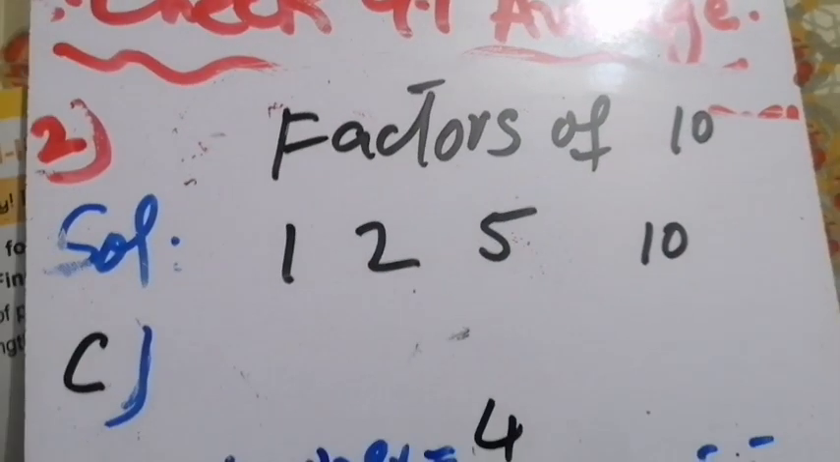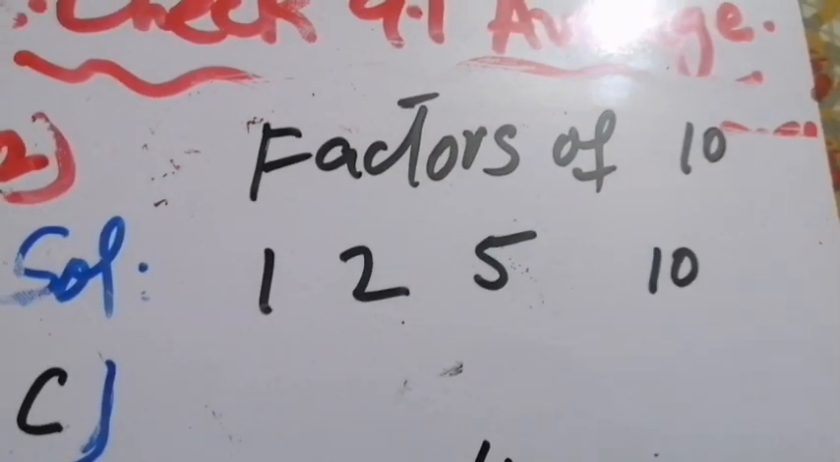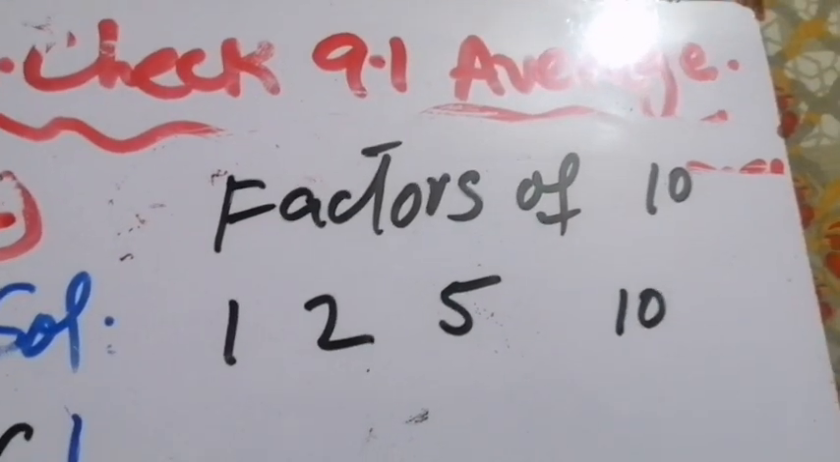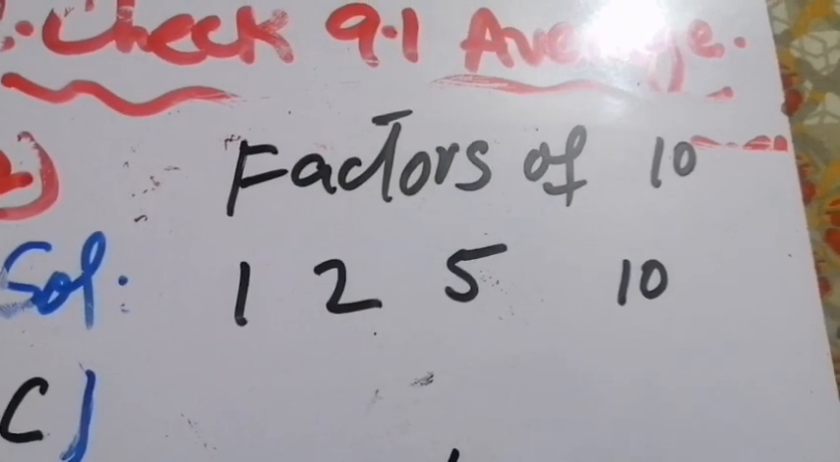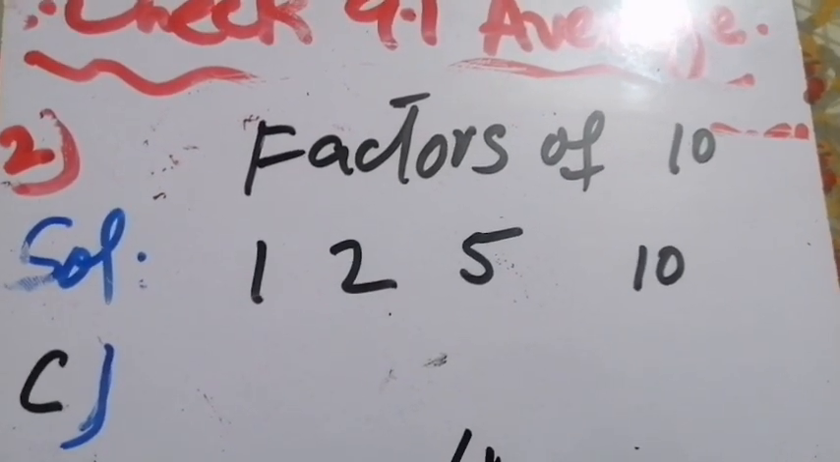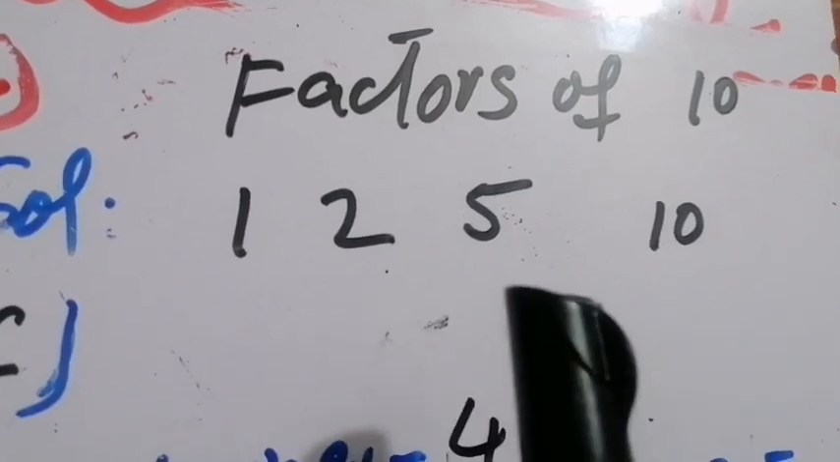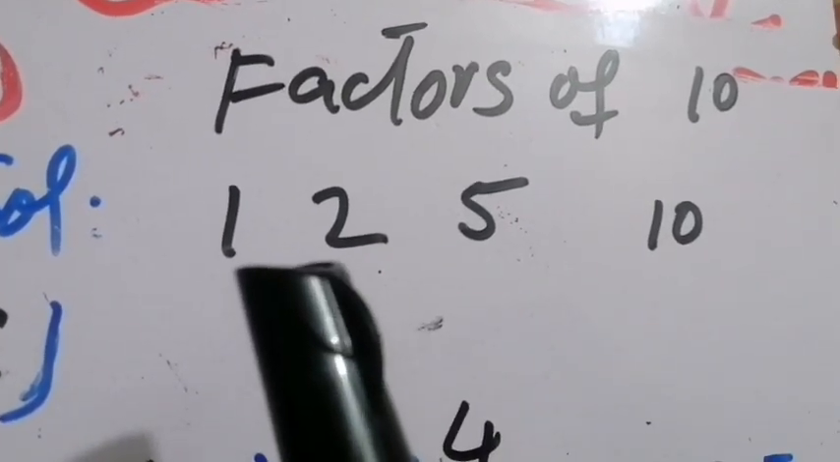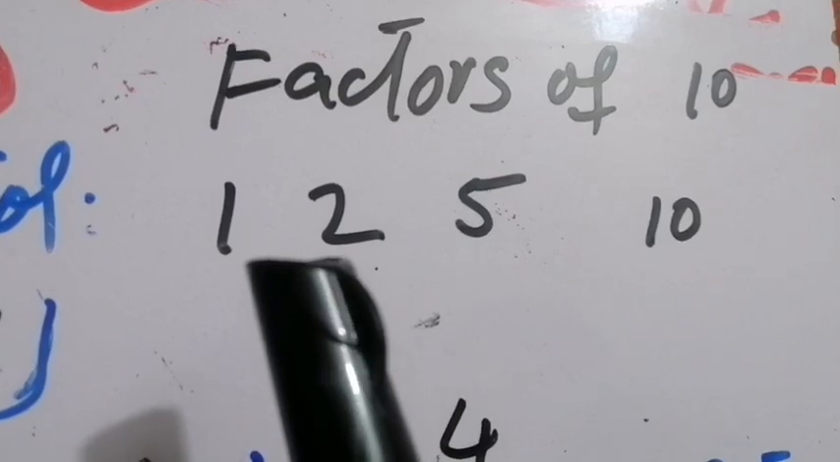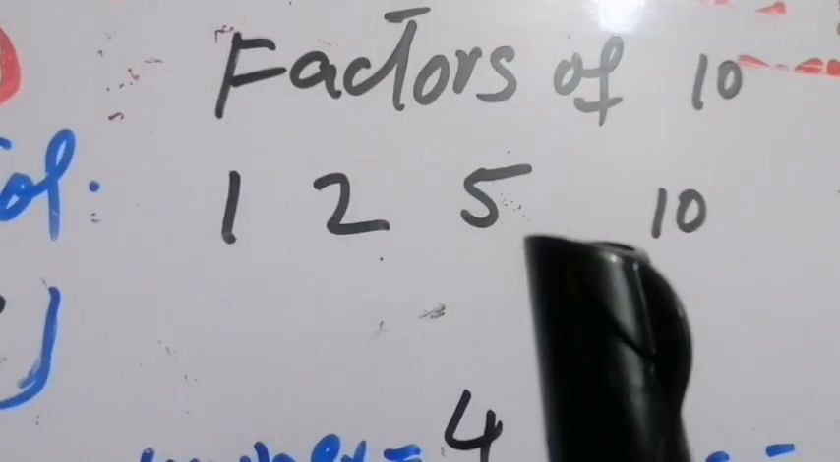Question number 2, part C. It is saying, find the average of factors of 10. We know that factors of 10 are: 10 ones are 10, and 2 fives are 10. So our factors are 1 and 10, 2 and 5.